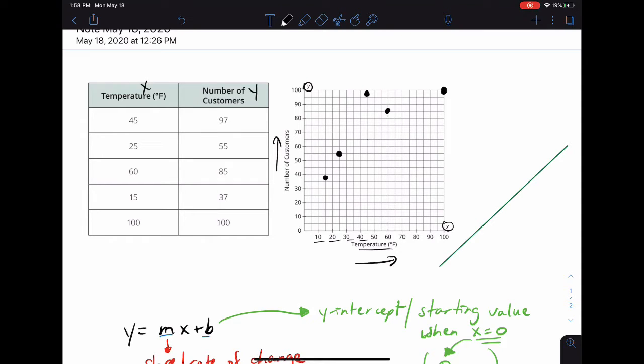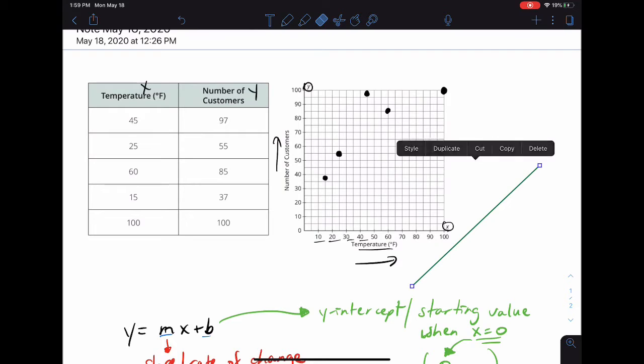So if we were to draw one line, we couldn't connect all the dots. That's just not going to happen. We can't connect all the dots with one line. I have one line right here. I could not connect all the dots with one line. But what I could do is create what's called a line of best fit.